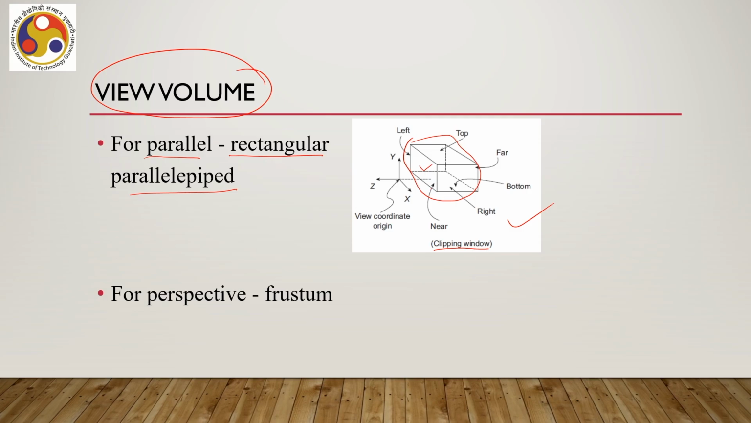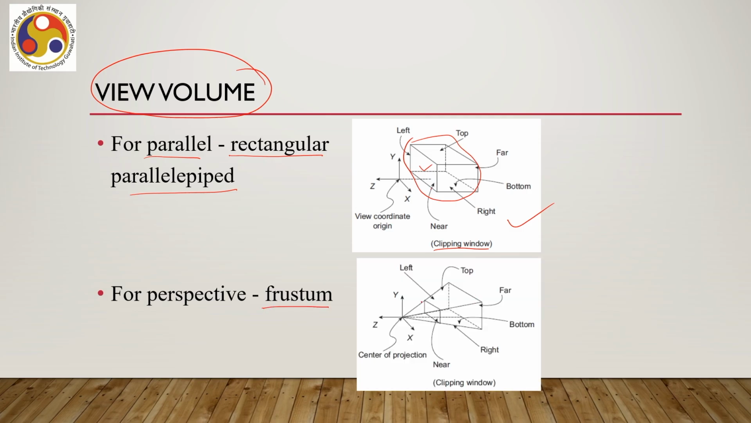For perspective projection, such a view volume takes the shape of a frustum as shown here. Again, one side of the frustum is the clipping window. Our objective is whatever objects are within this frustum are to be projected on this clipping window.